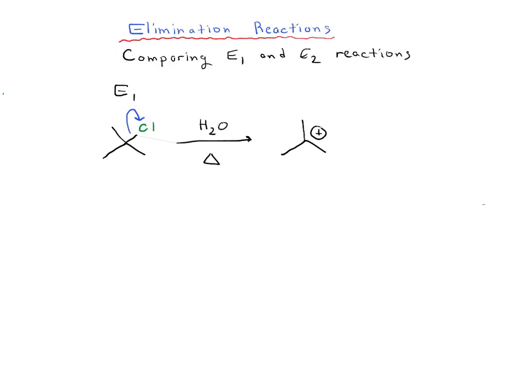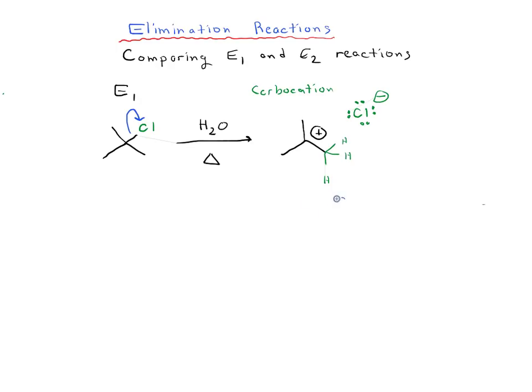We have loss of our leaving group and formation of the carbocation. So here's the Cl minus, and here is our carbocation. Of course, in this case, we've got a tertiary carbocation, which is considerably more stable than a secondary or primary carbocation.